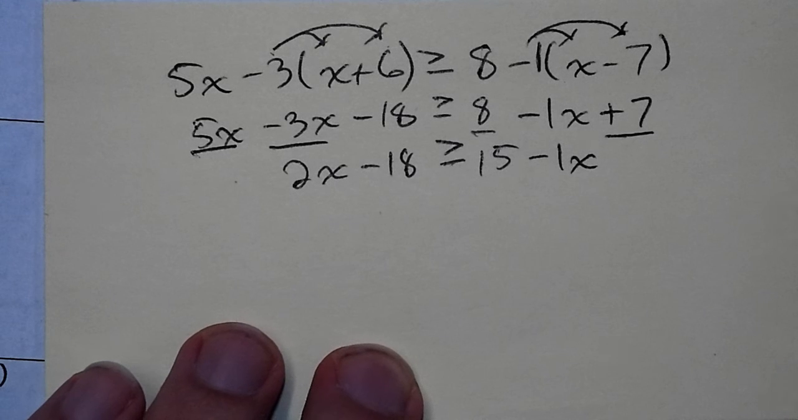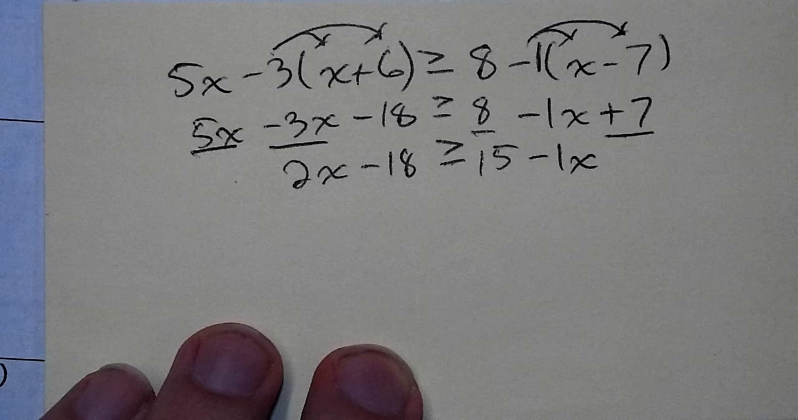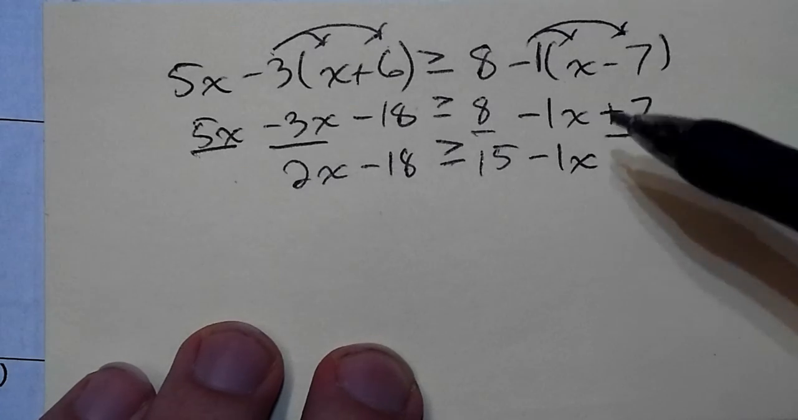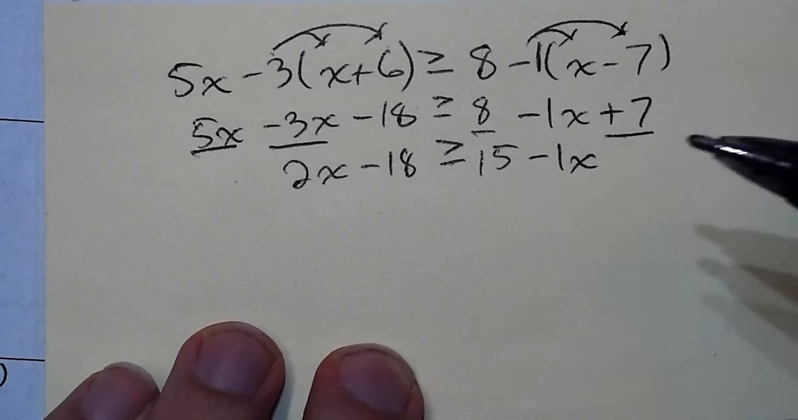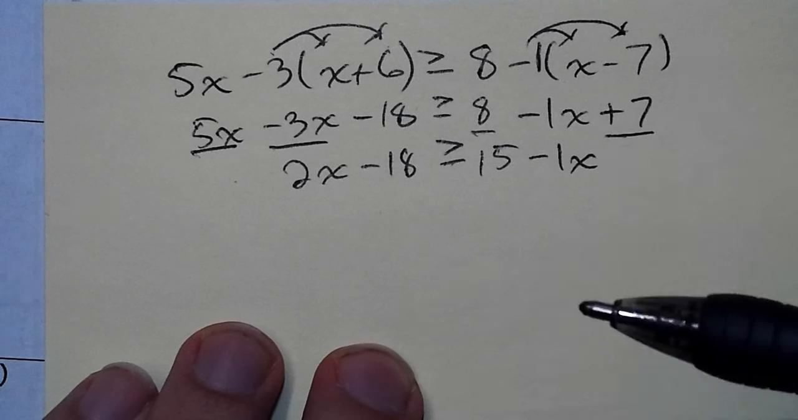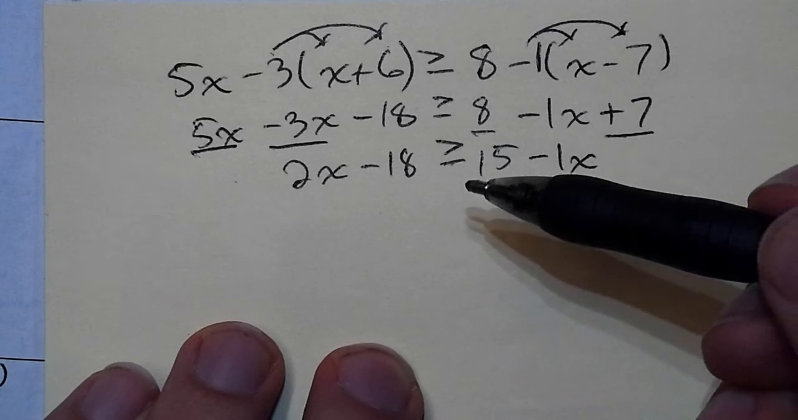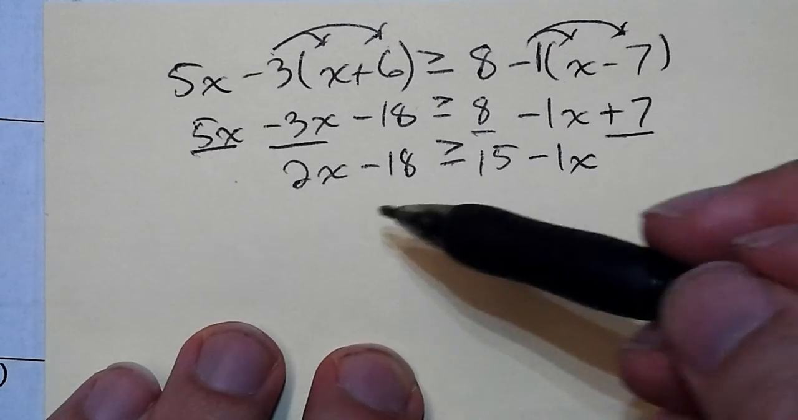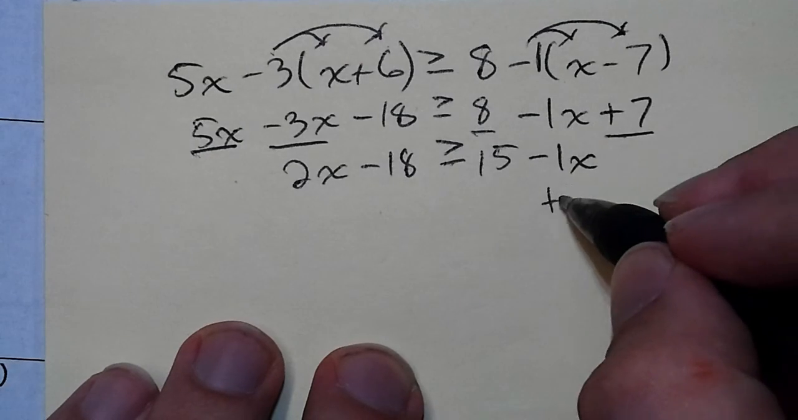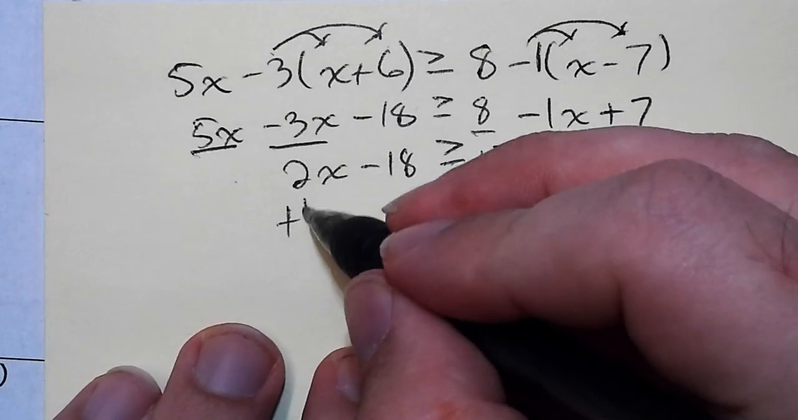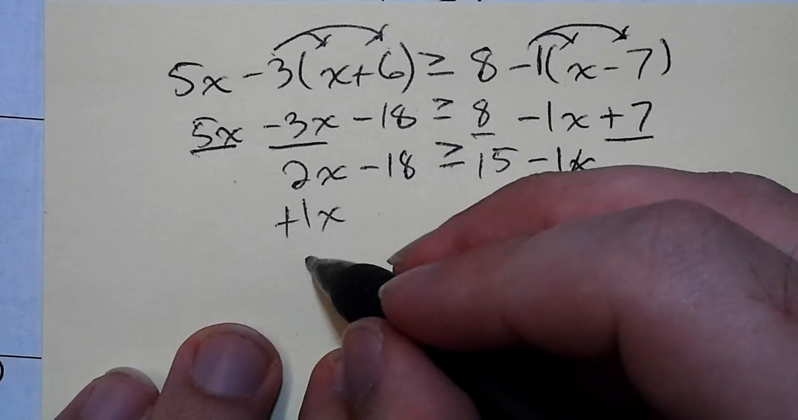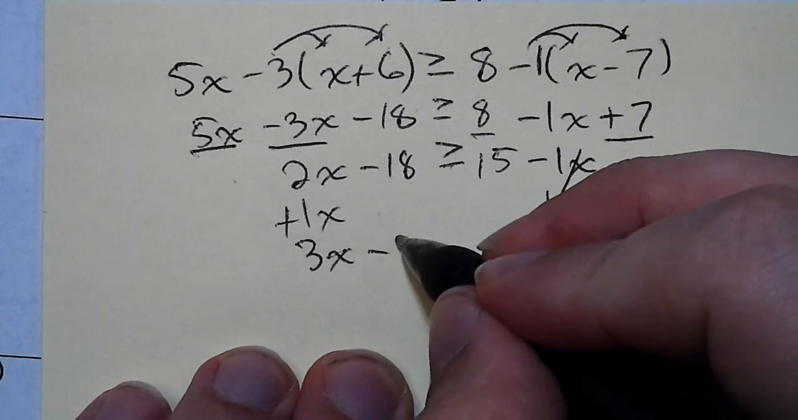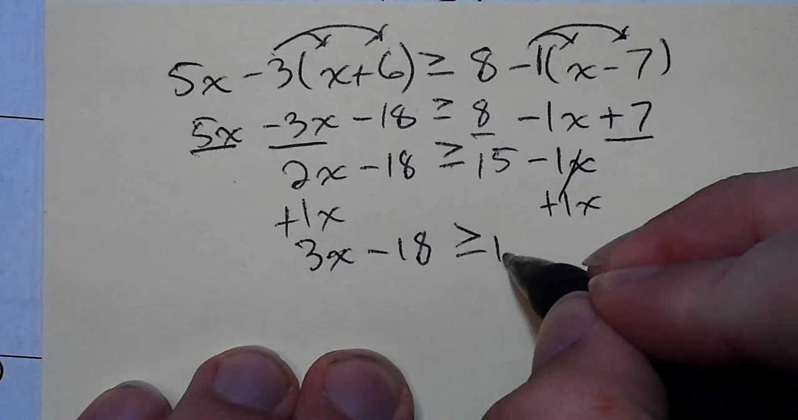Now, if you don't want to flip your inequality, here's where you can do some thinking. Remember, you're only going to flip your, not your variable, your inequality. You're only going to flip your inequality if you have to multiply or divide by a negative. So if we move this one over there and add it, it's going to give us a positive, right? So add. We get 3x minus 18 greater than or equal to 15.